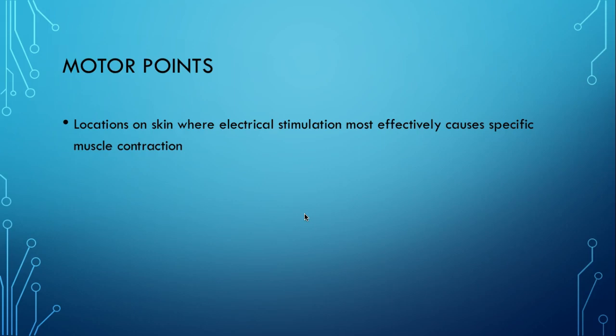So with the quadriceps, there's certain areas on the quadriceps where you have these motor points, which will be a little bit more effective to get a muscle contraction where you don't have to turn the amplitude up as much, and it'll be more effective. So we'll kind of play around with that a little bit. It's pretty fun to do that.